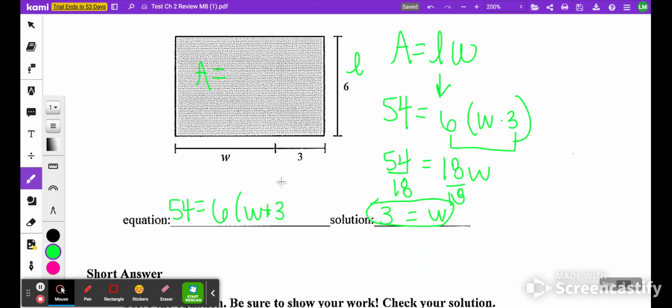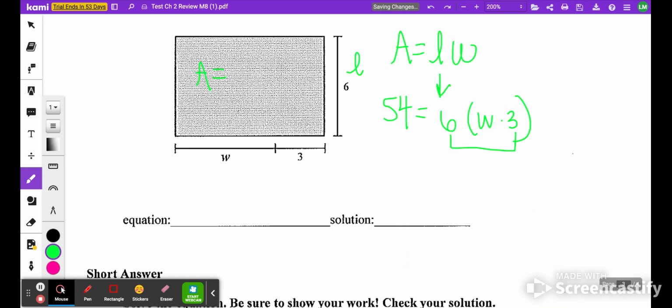Right? Oops, you guys, I did that so wrong. Oh my gosh, I'm losing my mind today. Okay, back it on up. 3 is not my answer. To get my width, I have to do W plus 3. There we go. All right, so that's my equation.